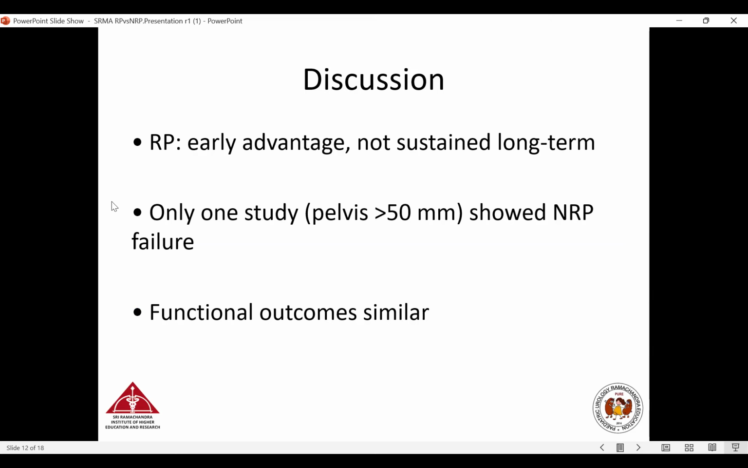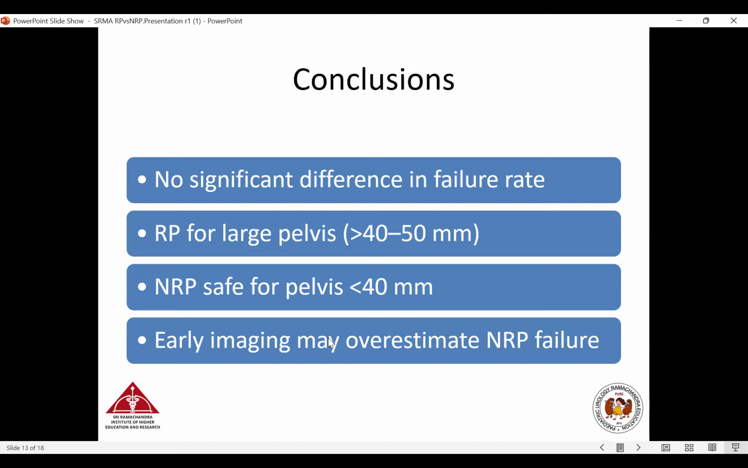So, reduction pyeloplasty definitely has an early advantage, but in the long run, non-reduction pyeloplasty also has equal outcomes. Only one study which has got pelvis more than 50 millimeters showed a non-reduction pyeloplasty failure, and the functional outcomes are similar. So, this meta-analysis showed that there is no significant difference in failure rate. Maybe reduction can be advised for pelvis more than 50 millimeter, and maybe NRP is safe for up to 40 millimeters. But these are speculations; these are not based on this study. Early imaging may overestimate a NRP failure.